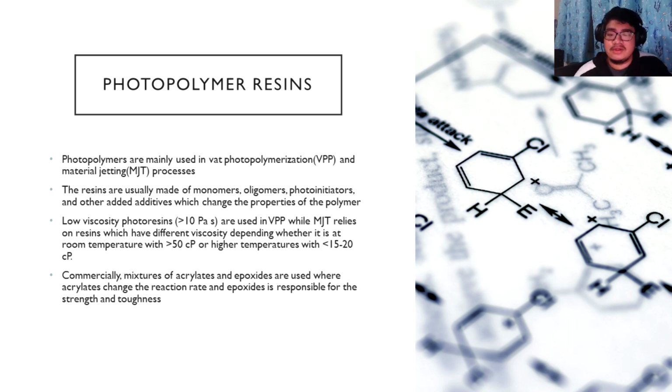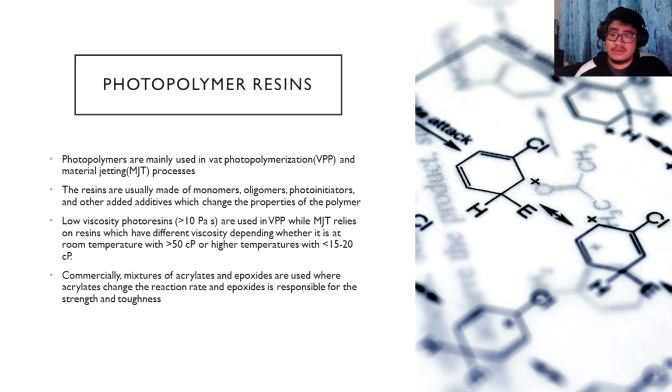These resins are usually made of monomers, oligomers, photoinitiators, and other additives. Low viscosity resins are used in VPP, while MJT relies on resins with different viscosities than the low viscosity resins used in VPP. The MJT needs resins with viscosity of more than 50 centipoise, and at higher temperatures, between 15 to 20 centipoise.